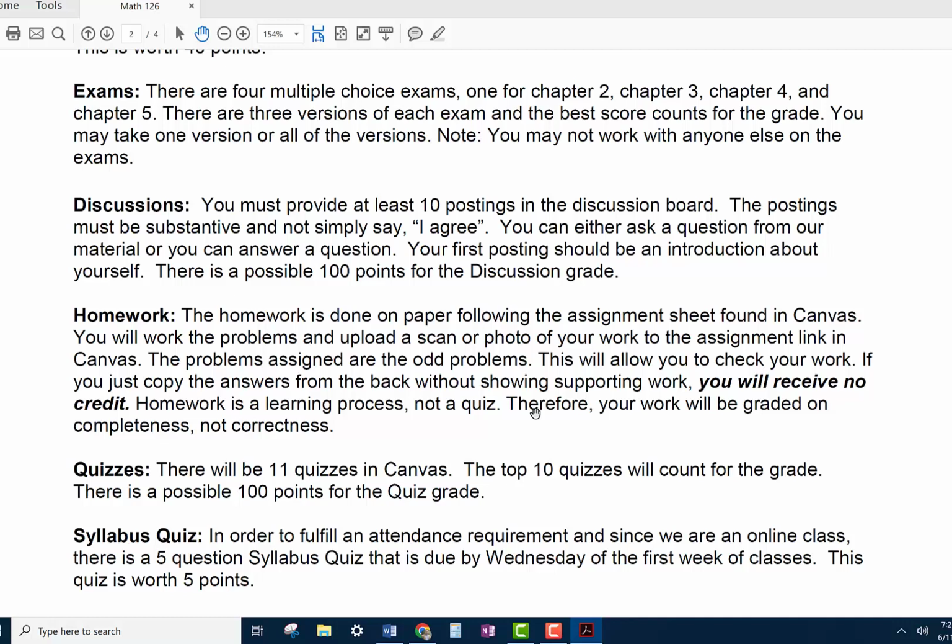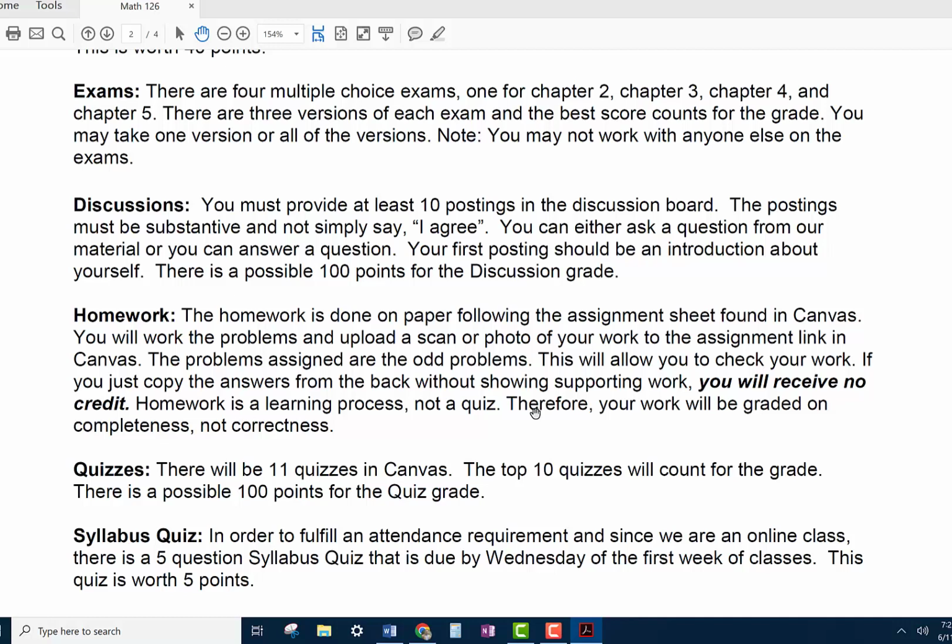Homework is a learning process, not a quiz. Therefore, your work will be graded on completeness, not correctness. So I choose the odd ones intentionally. I know the answers in the back. That's why I chose the odd ones, to give you a chance to check your work and ask me questions if you didn't quite get the problem right. So that does not mean I just get a paper with just the answers written down. If you do that, you're going to get 0 credit for that assignment. So don't do that. And I still get people who do that, and I don't know what they think they're doing or who they think they're fooling, but it's frustrating.